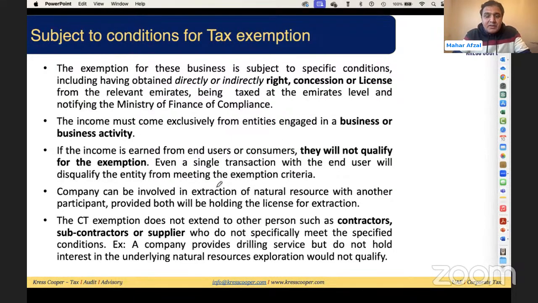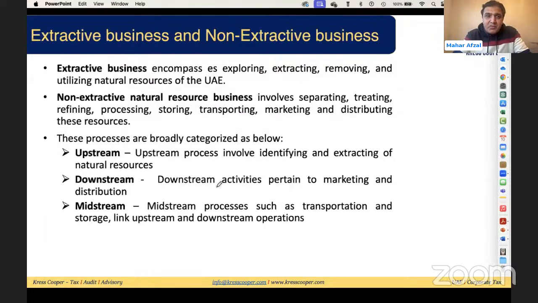The conditions are basically four conditions, but before discussing the conditions, they have defined what the entities are which are involved in the extractive businesses. They said the entities which are in exploring, extracting, and removing the unutilized natural resources of the UAE, these businesses are called extractive businesses. And the entities which are doing the functions of separating, treatment, refining, processing, storing, transporting, marketing, these entities are called non-extractive natural resource businesses.